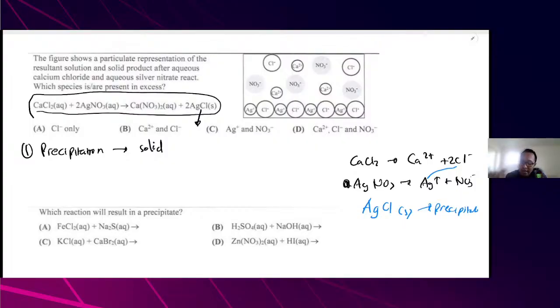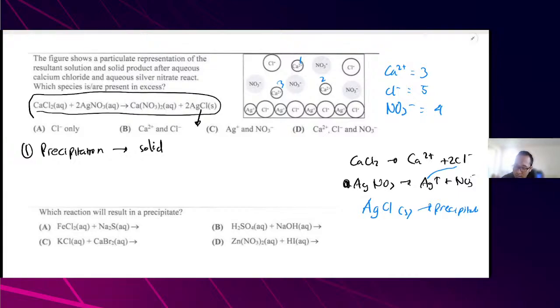And then analyze the diagram. Right now, analyze the diagram. So for Ca, we get 1, 2, 3. Is there any more? Nope. So Ca2+ will be 3. How about the Cl minus? 1, 2, 3, 4, 5. How about the NO3 minus? 1, 2, 3, 4. It looks like 4.